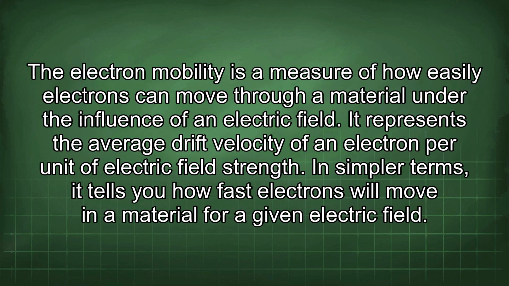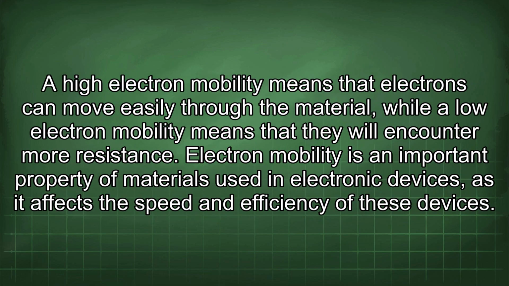The electron mobility is a measure of how easily electrons can move through a material under the influence of an electric field. It represents the average drift velocity of an electron per unit of electric field strength. In simpler terms, it tells you how fast electrons will move in a material for a given electric field. A high electron mobility means that electrons can move easily through the material, while a low electron mobility means that they will encounter more resistance.